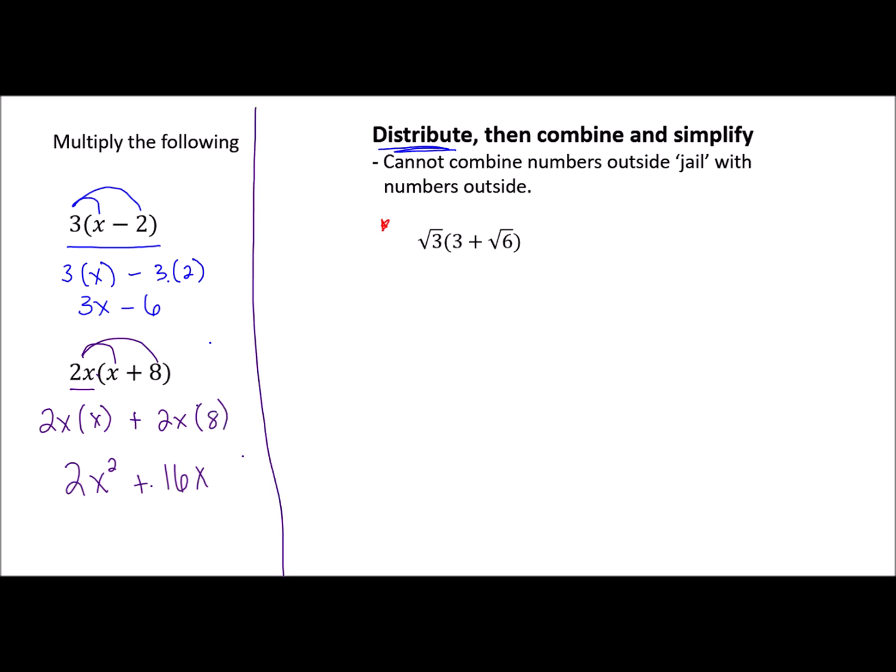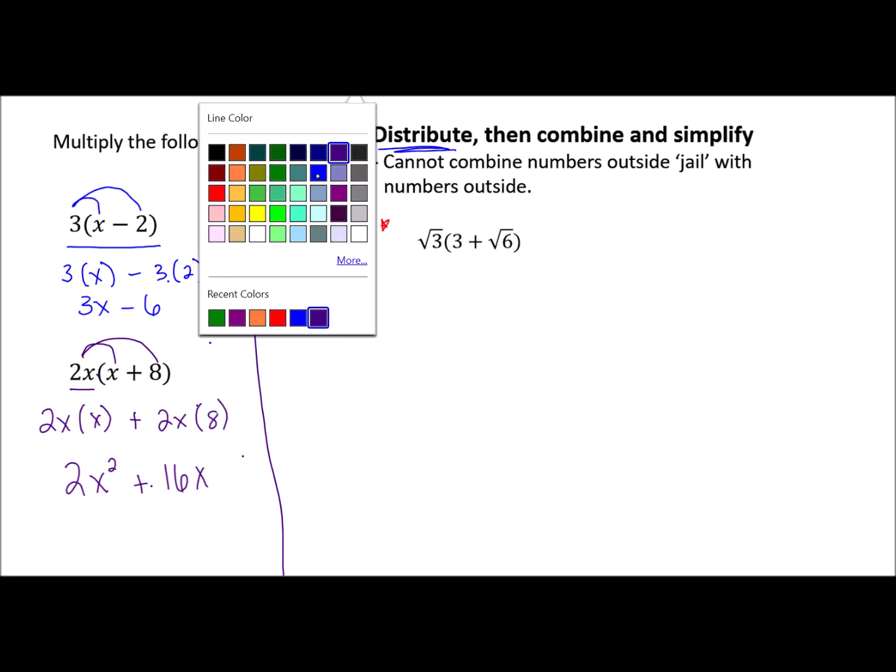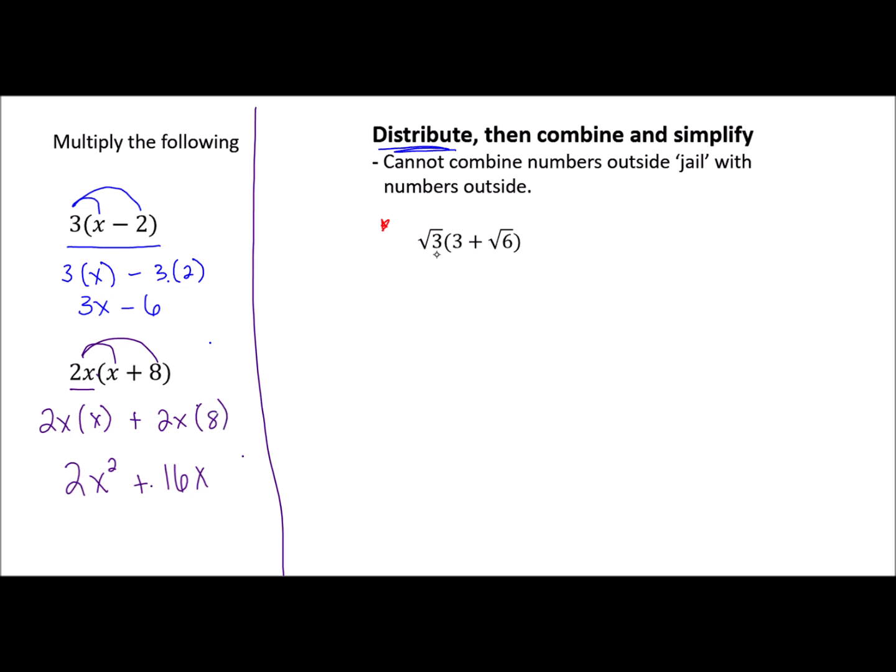When it comes to these radicals, it's the same process, except instead of variables, we have radicals. So first things first, if there's a radical outside a set of parentheses, you're going to distribute. All that means is you're going to take square root of 3, multiply it by 3, this guy, plus square root of 3 times square root of 6. Now it's two separate things, but look at it, it's one whole problem, but look at it as two separate pieces. And it was funny just now because I covered up part of it with my hand. You can't see what I cover up.